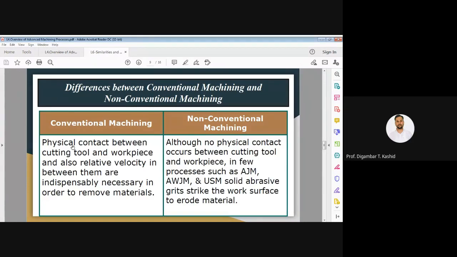In a few processes such as abrasive jet machining, abrasive water jet machining, or ultrasonic machining, solid abrasive grains, which we can call abrasive slurry, strike the workpiece surface to erode the material. To make that erosion action happen, we give the abrasive slurry between your tool and your workpiece, so that may be your working medium.